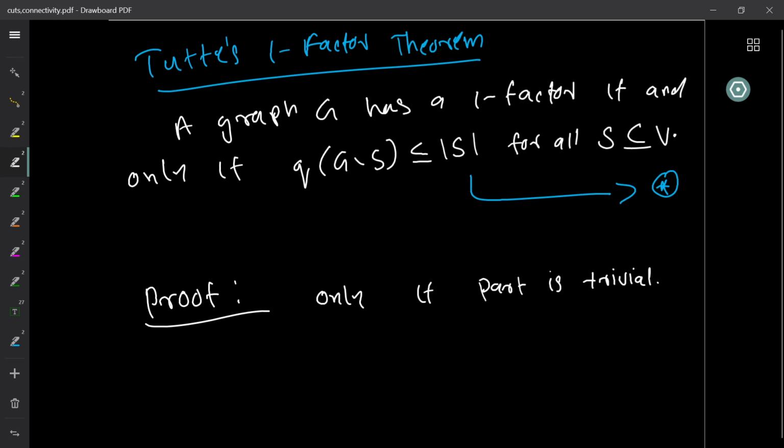So now we want to prove this. Again, the only if part, which is the necessary condition, is trivial, right? Because if there is a one-factor, we know that this property must be true. And that if this property is true, it implies there is a one-factor is what we need to prove. That is the if condition.